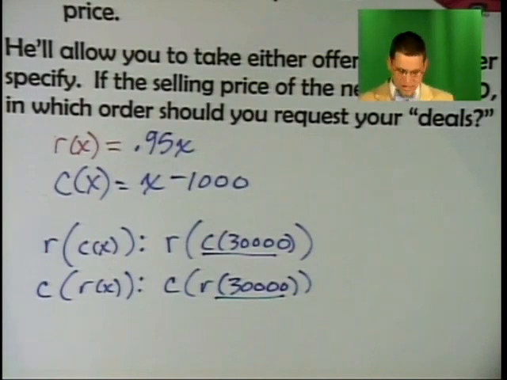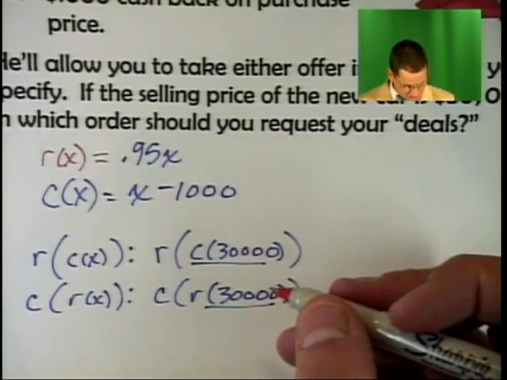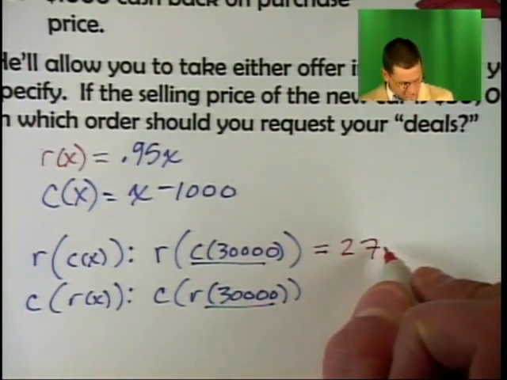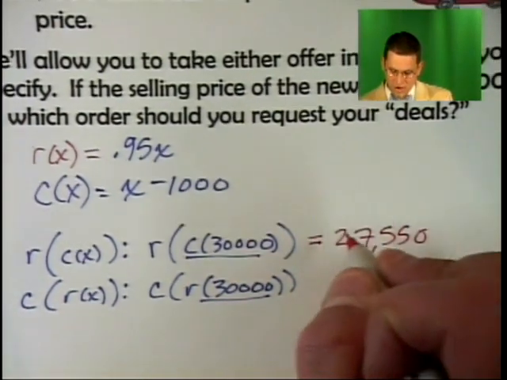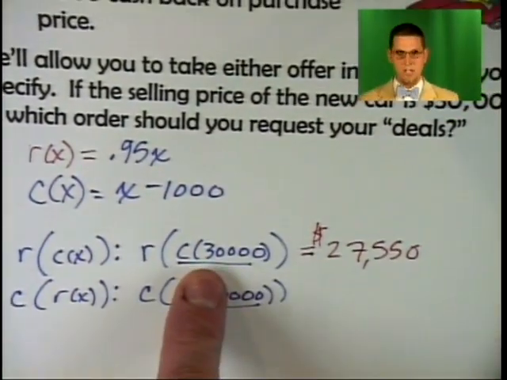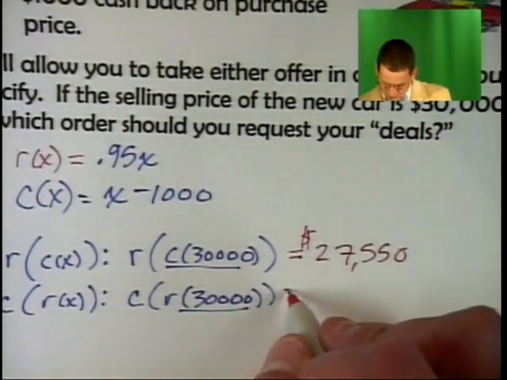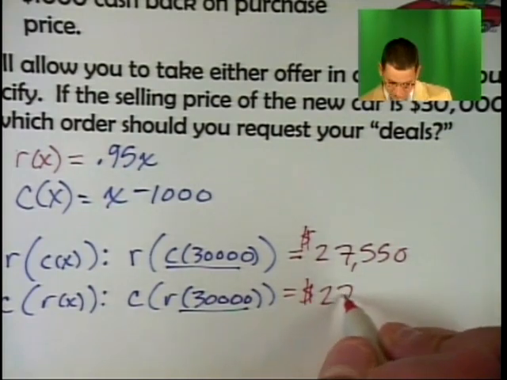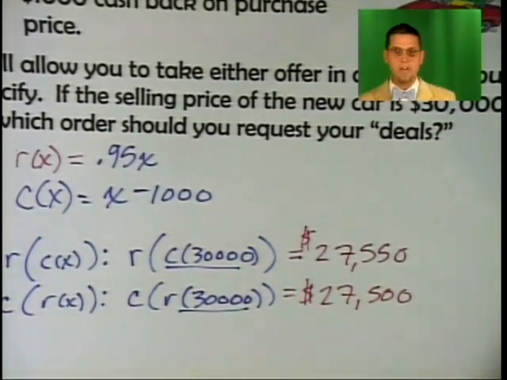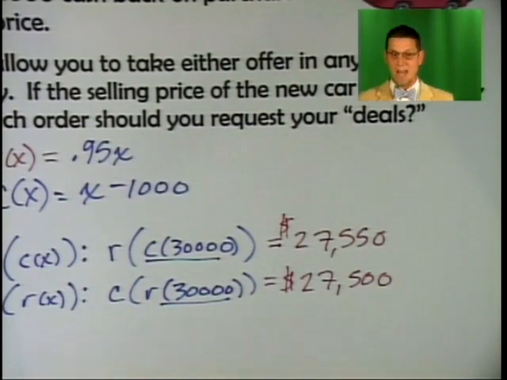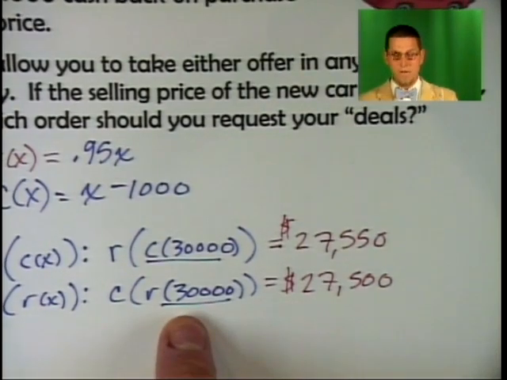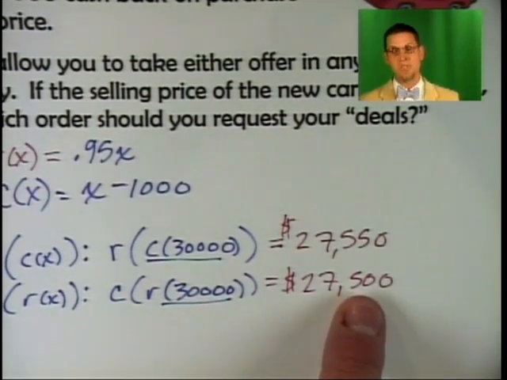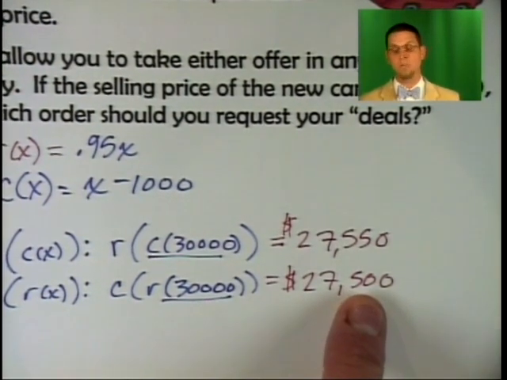Now if you work this out, we're running out of time, so I'll go ahead and just give you the numbers here. R of c of 30,000 ends up to be $27,550. That's taking the discount, then the rebate. But if we take the rebate first and then the discount, we only have to pay $27,500. So in fact, we should take the rebate first and then get cash back after that, because we'll be paying $50 less ultimately for that vehicle.